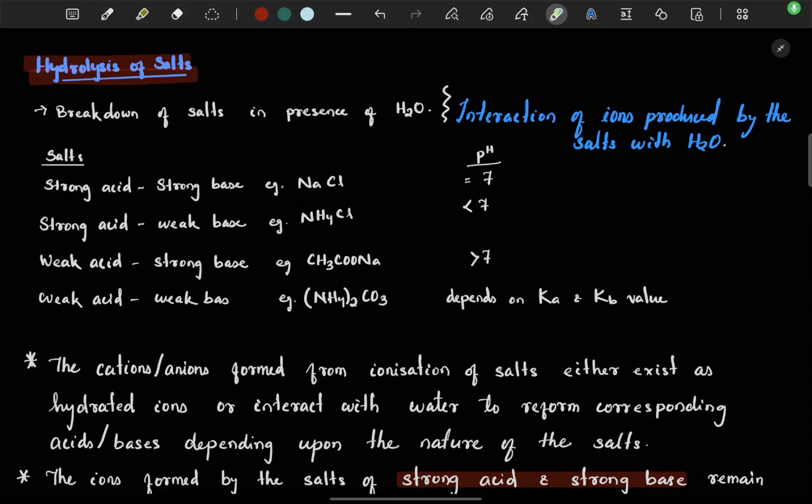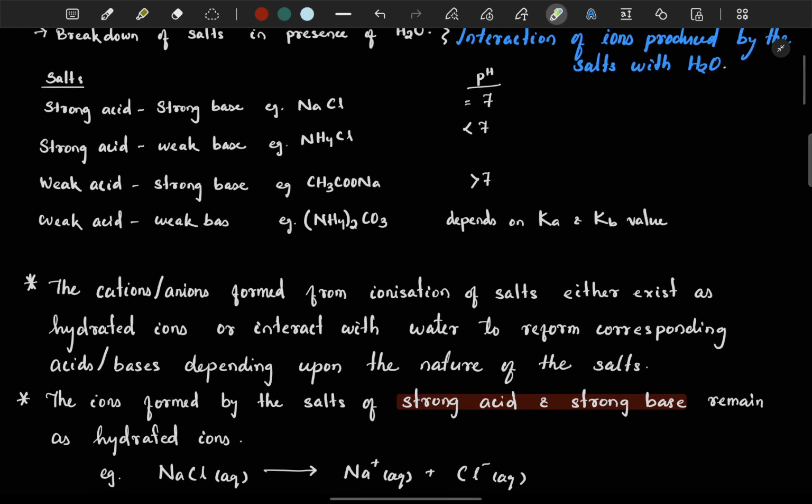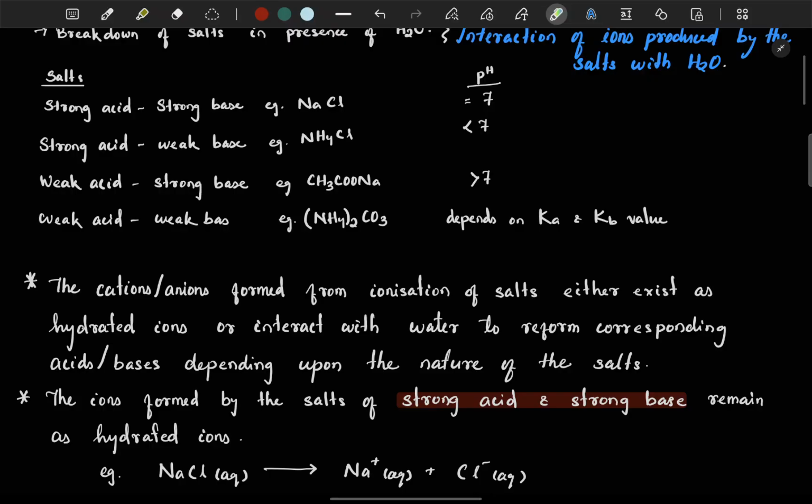So we are discussing hydrolysis of salt. Lysis means breakdown. So when salts break down in water, the ions will interact in a different way with water, and this phenomenon is known as hydrolysis of salt. In class 10th, we have already discussed the pH of different types of salt.